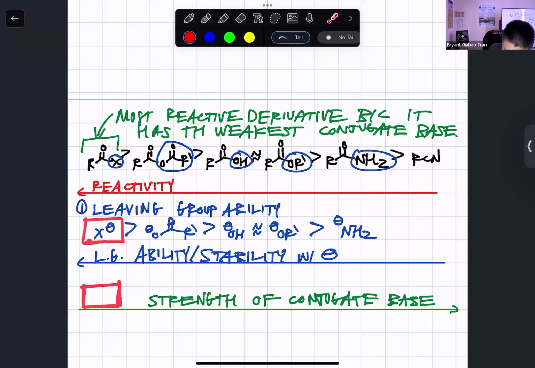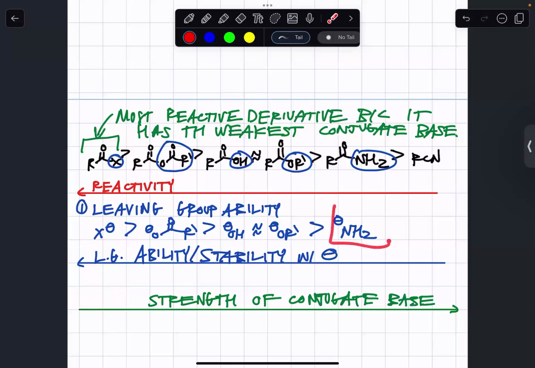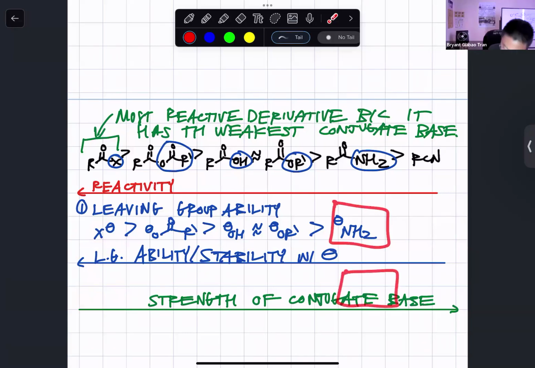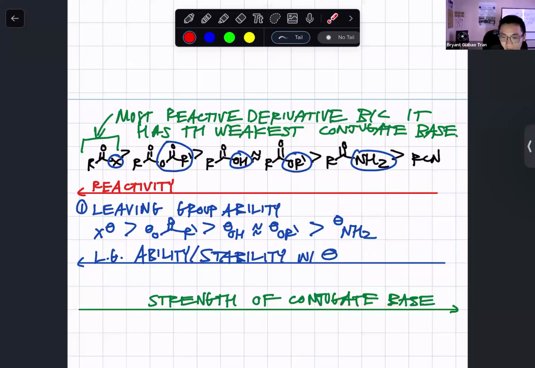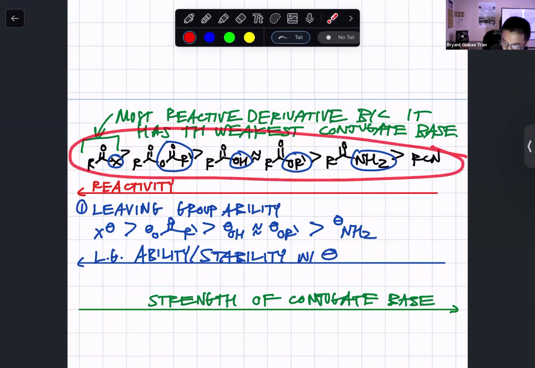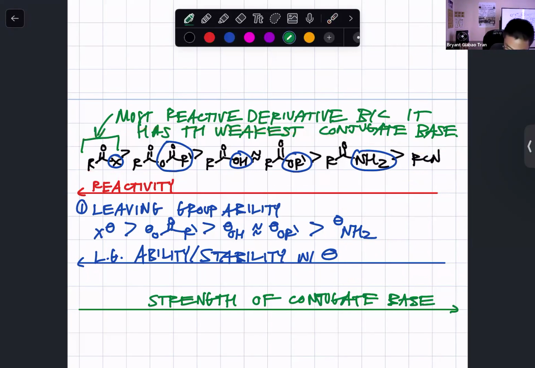Yes, the X minus here is the most stable. That makes it the weakest conjugate base. Whereas the NH2 minus is the least stable, making it the strongest base. That's the main factor that drives this ranking list, explaining why one derivative is more reactive than the other.